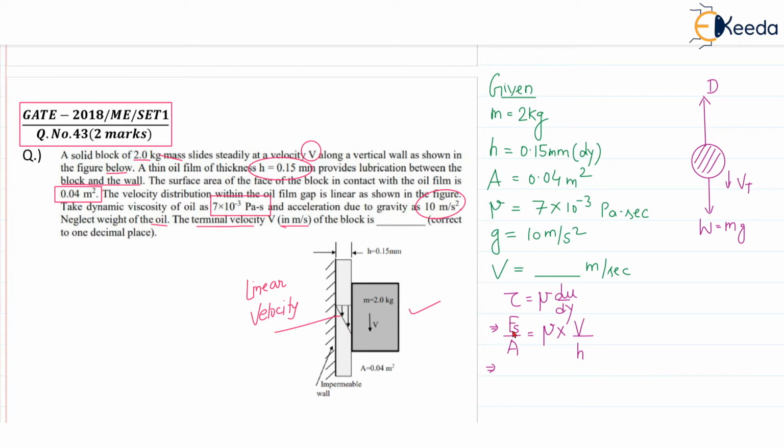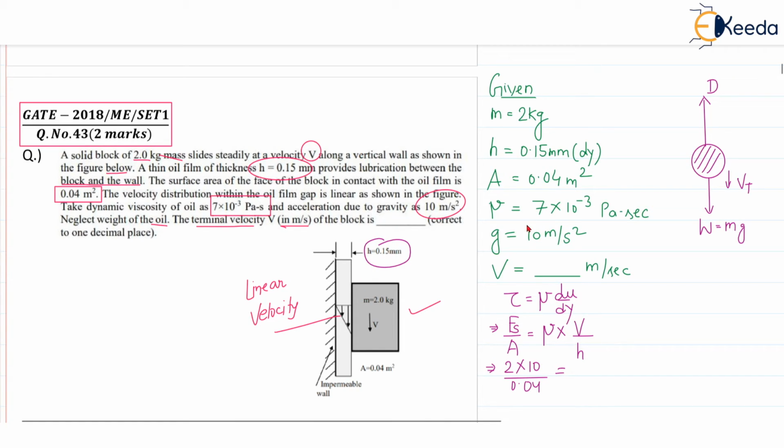Now we can substitute the values. Force is equal to mass into acceleration due to gravity. Mass is given as 2 kg, so 2 into 10, g is 10, that is mg. The area of contact is given as 0.04 meter square. You can see here that with the velocity v the body is coming down and sliding. So this is the shear force acting; shear force per unit area is shear stress. And h is given here as 0.15 mm.